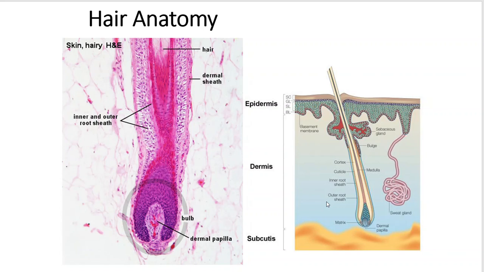Eponychium, hyponychium, free edge, lunula, nail body, nail matrix are all that's on there. And that's everything that's on the skin, guys. So that wraps it up. We covered everything and maybe a little bit more, but that's okay.